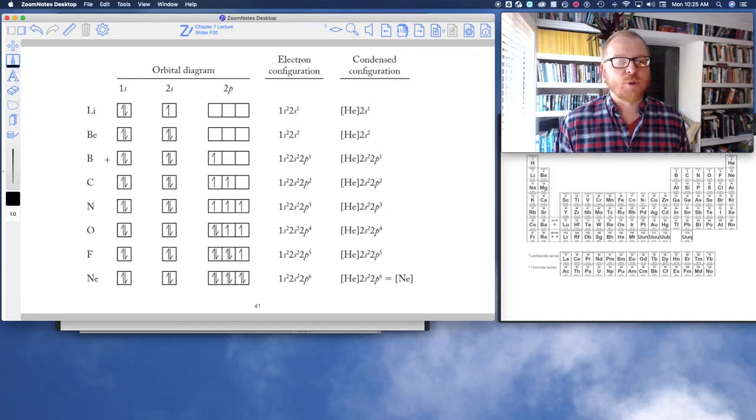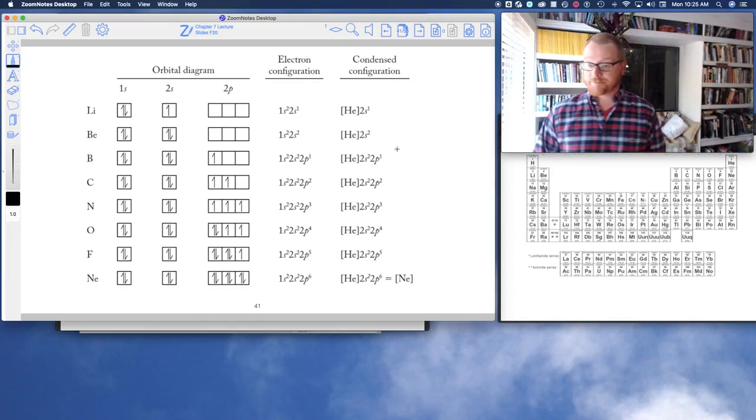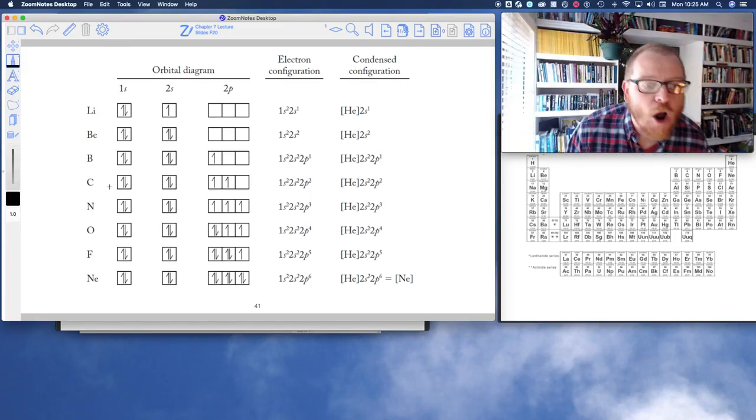But now look what happens with boron. Boron has one extra electron, so we place it in that first 2p block. Now that becomes 1s2, 2s2, 2p1, or I could write it as helium 2s2, 2p1. But now look what happens with carbon.